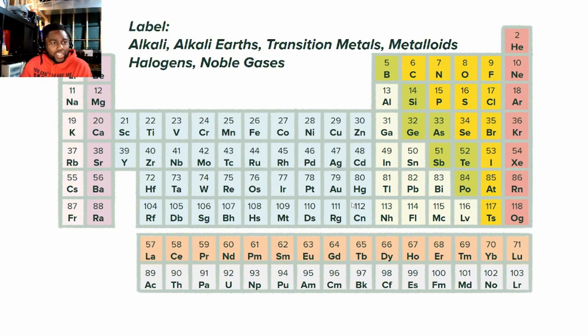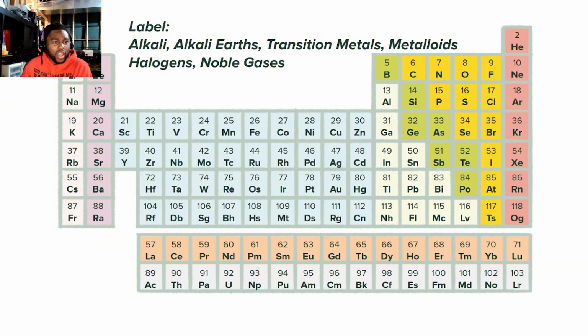Okay, so if you've taken a chance to watch that video that I've posted, feel free to label these different families. So the alkali earth metals, the transition metals, the metalloids, the halogens, and the noble gases. Feel free to pause and do that.